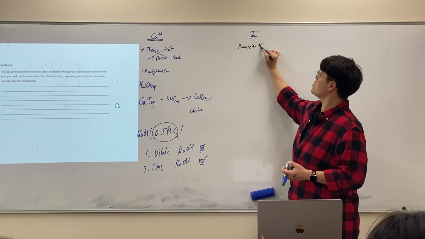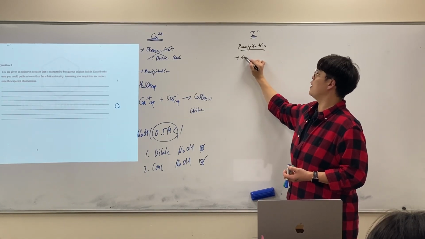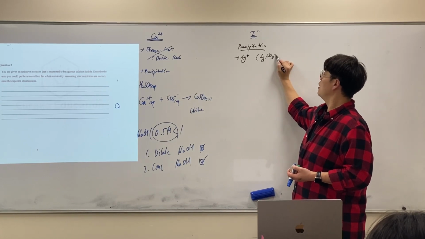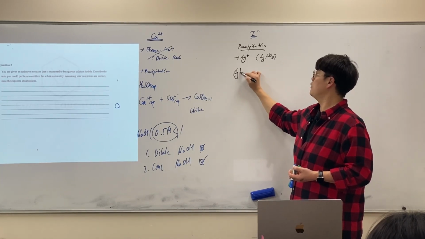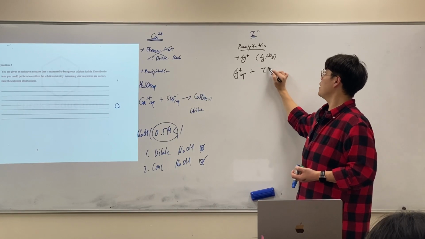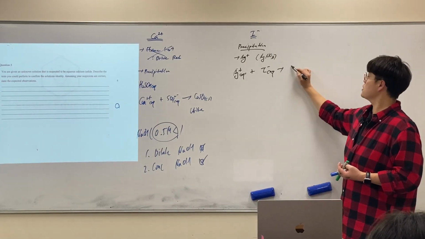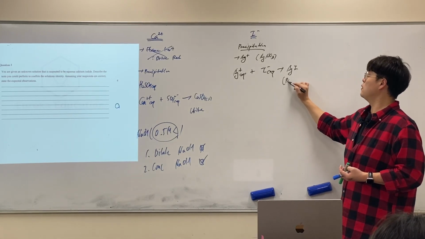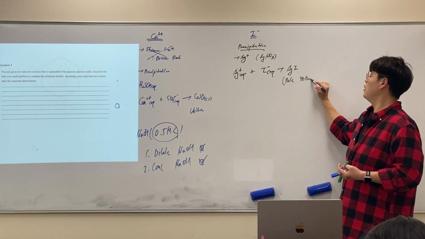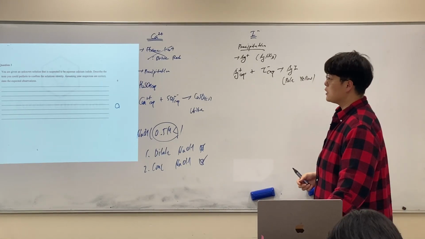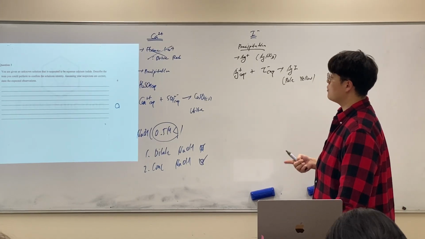Again, we can use the precipitation reaction using what? Silver ion. So for example, silver nitrate. What do we expect? Silver with the iodide forming what? Yellow. What yellow? Silver iodide, which is the pale yellow precipitate. Okay, that's how you can test for both the calcium and iodide.